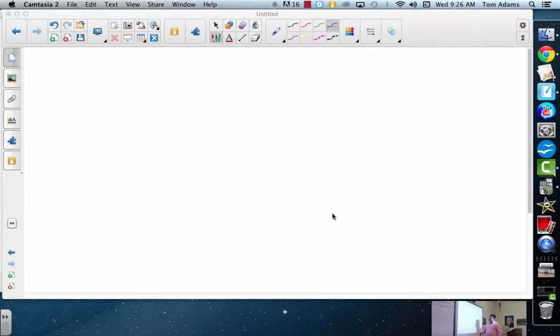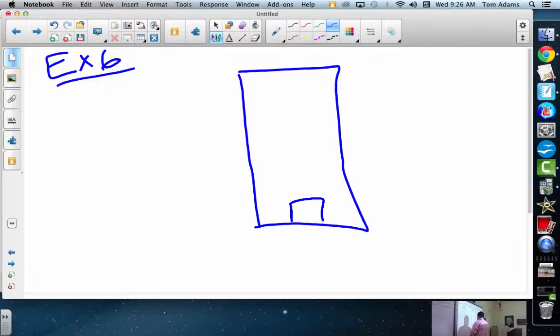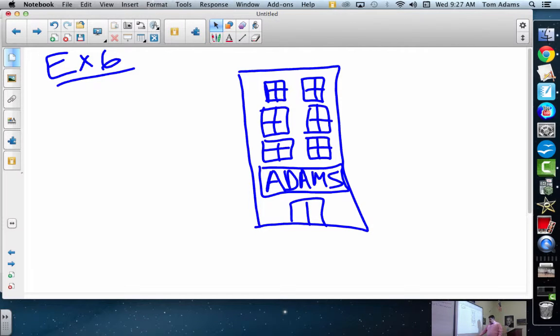All right, so for example number 6, this is where they use this in the real world. In example number 6, they have a building, and it's called Adams Towers. Okay? And this building casts a shadow. All right? This building kind of casts a shadow.